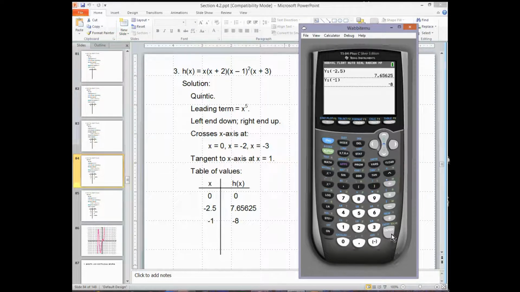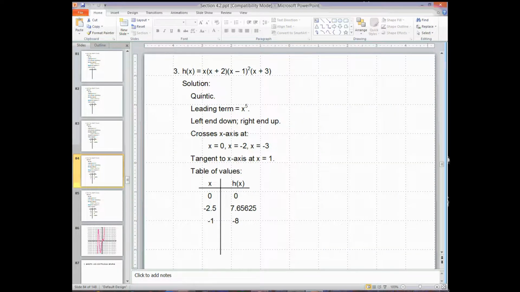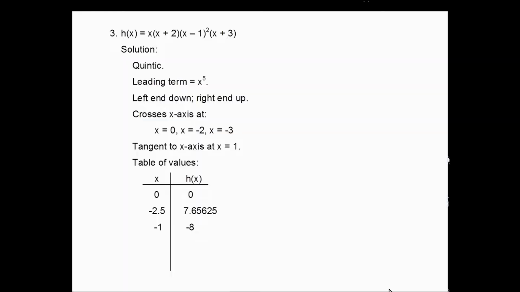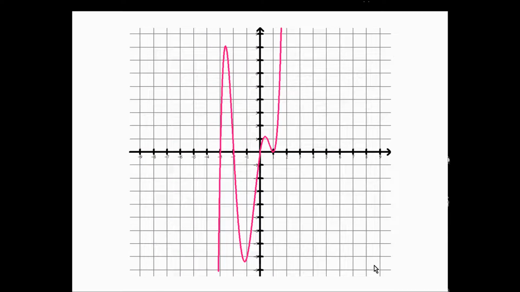Okay, and I get -8. And let's see, so that was halfway between 0 and -2, and then I want halfway between 0 and 1, that would be 0.5. So vars, y vars, enter, enter, open, 0.5, close, enter. So I should be getting 1.09375, so just a smidge above 1. And then there's our graph.